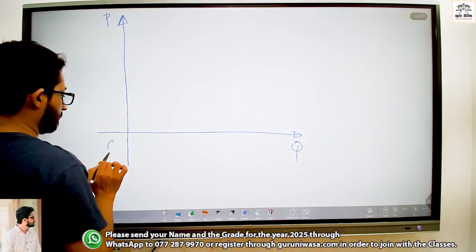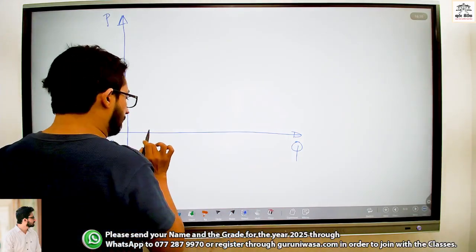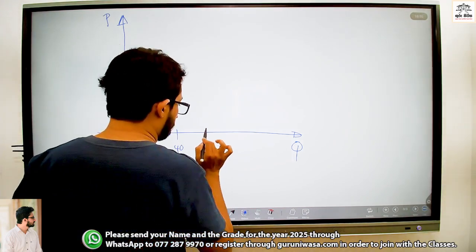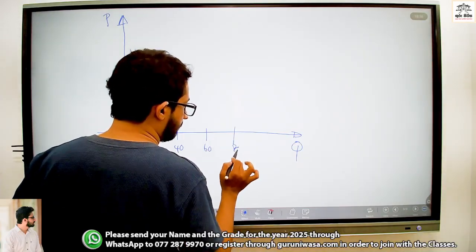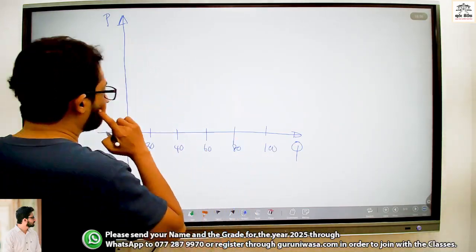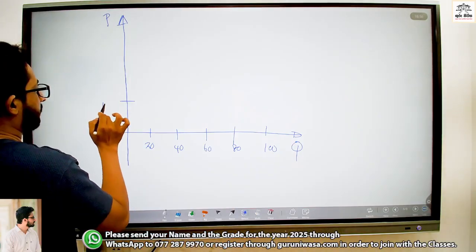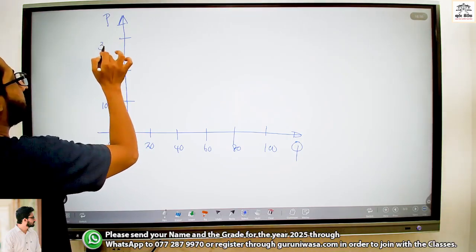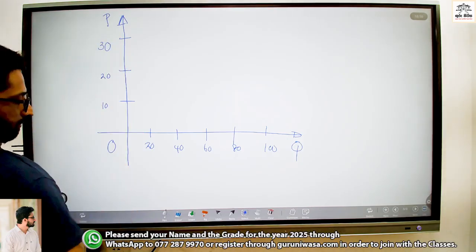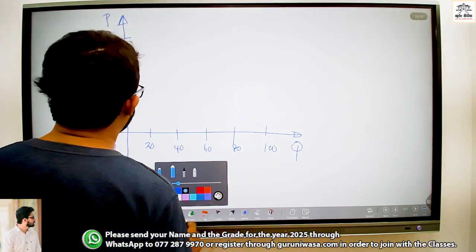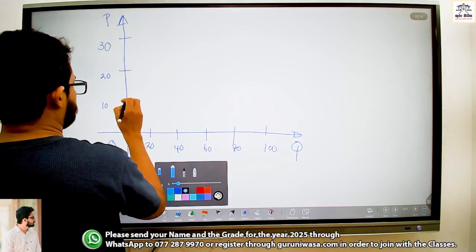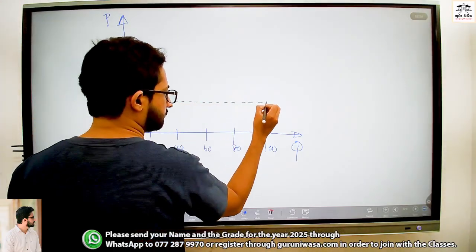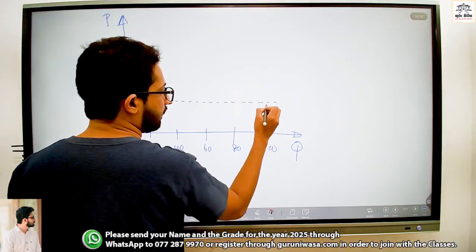Demand by 20 by 20, so 20, 40, 80, and 100. Price 10 by 10. The gap should be equal, 10 by 10. Right now, at price 10, how many units are being demanded? 100.